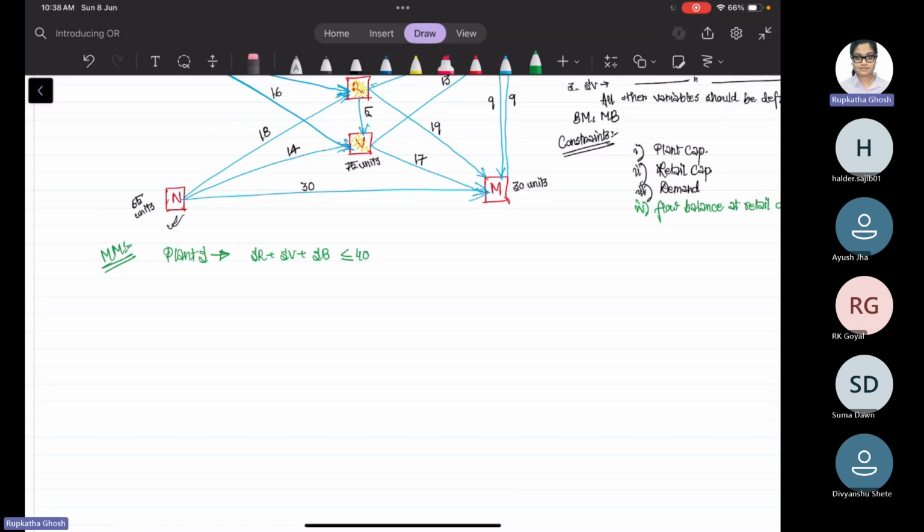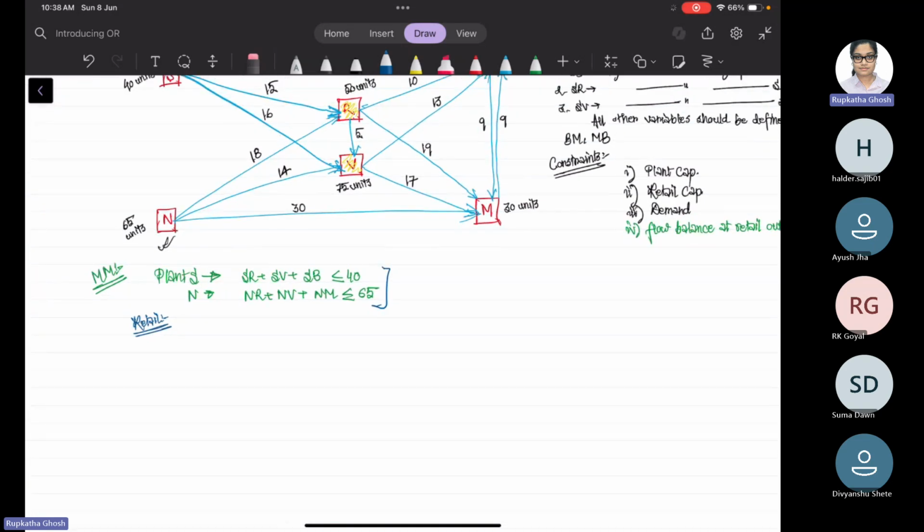Similarly, for plant N, you will have NR plus NV plus NM less than or equal to 65, right? Because these are capacity constraints, so it cannot exceed. Okay, for retail, can anyone tell me for retail? So this is altogether your plant capacity constraint. Next for retail, Divyanshu, can you try it? For R, how will I write?